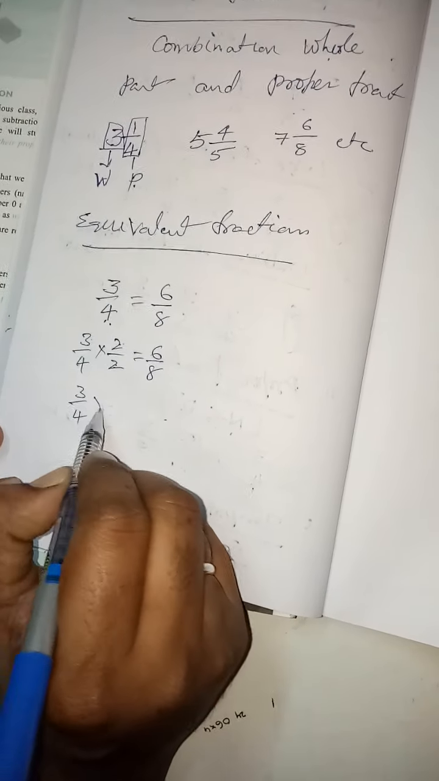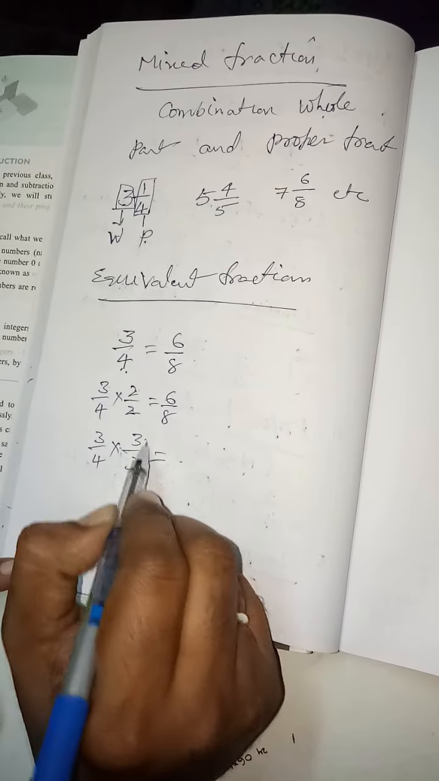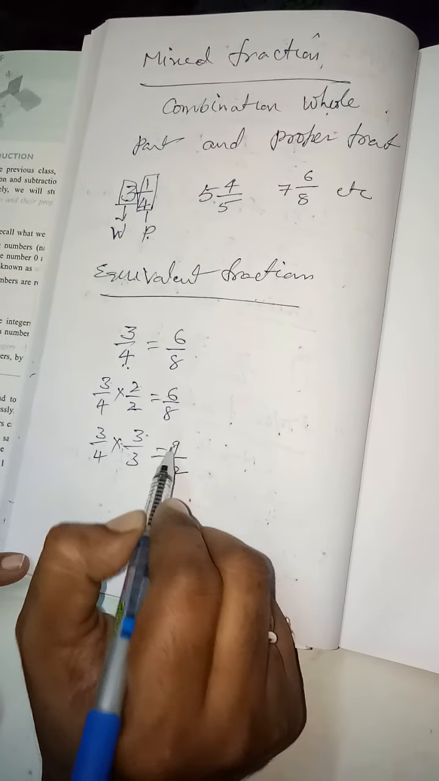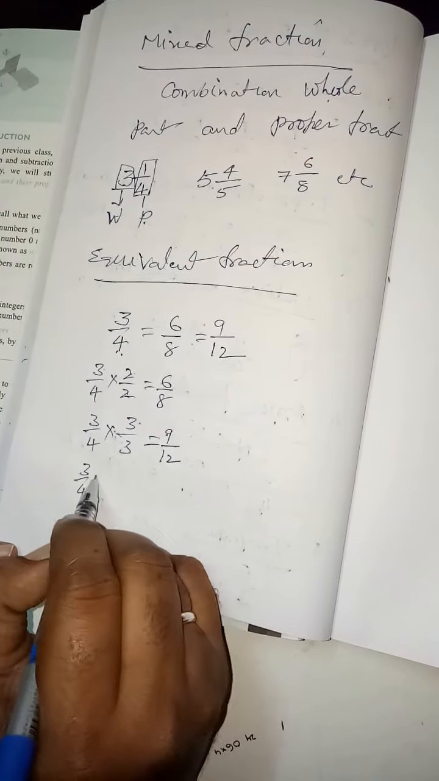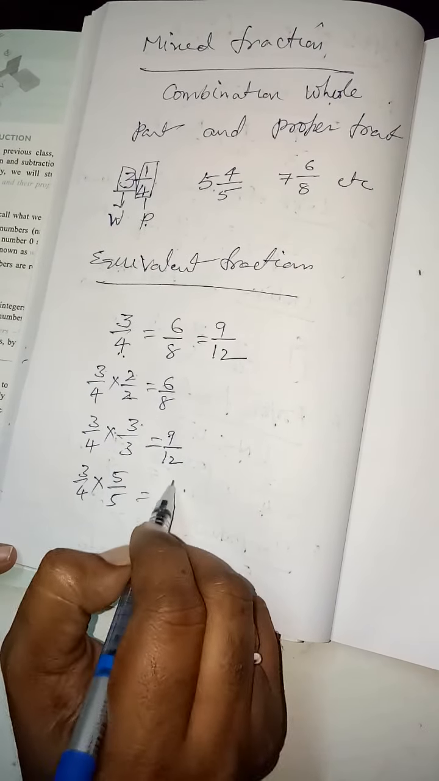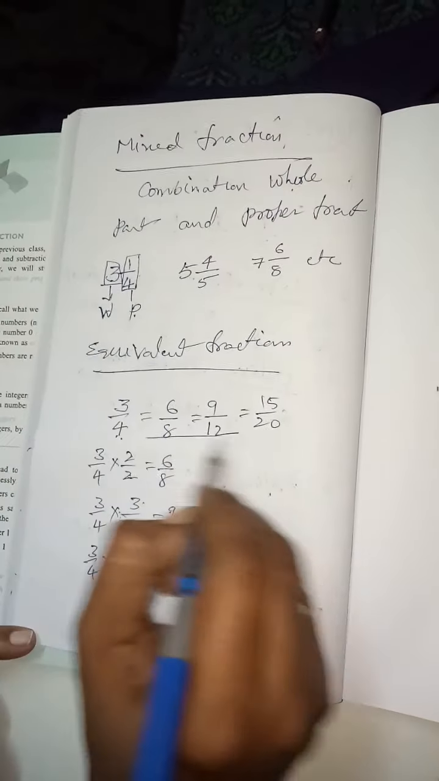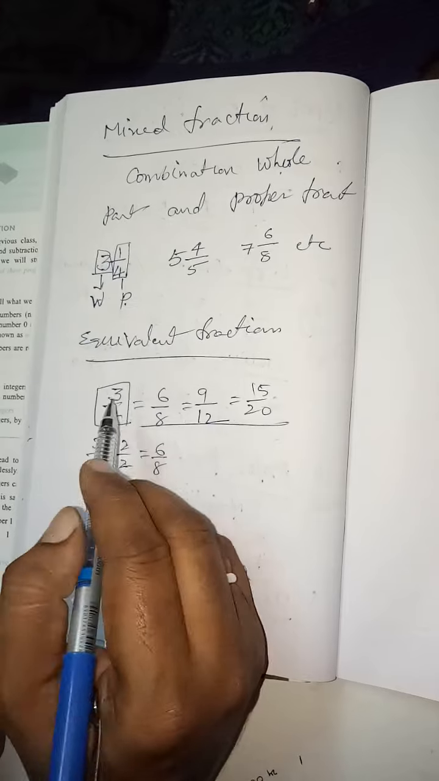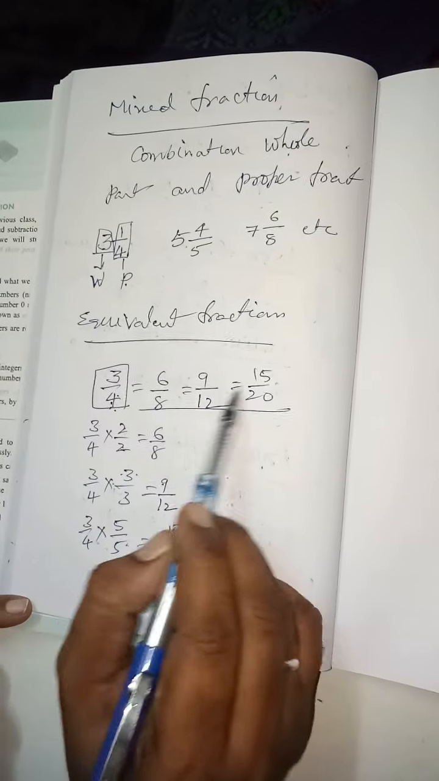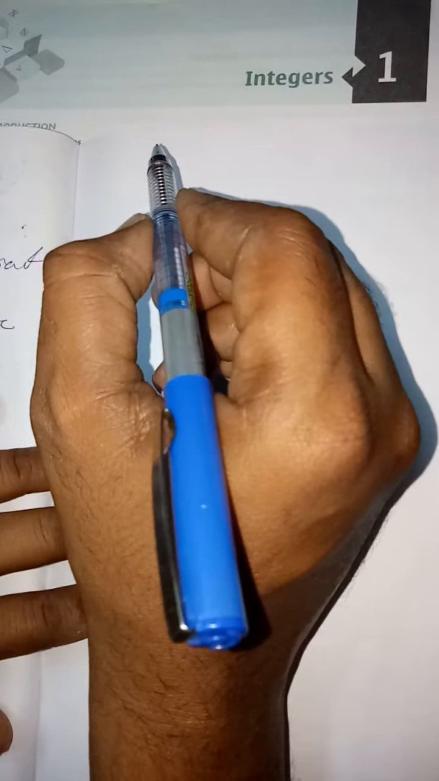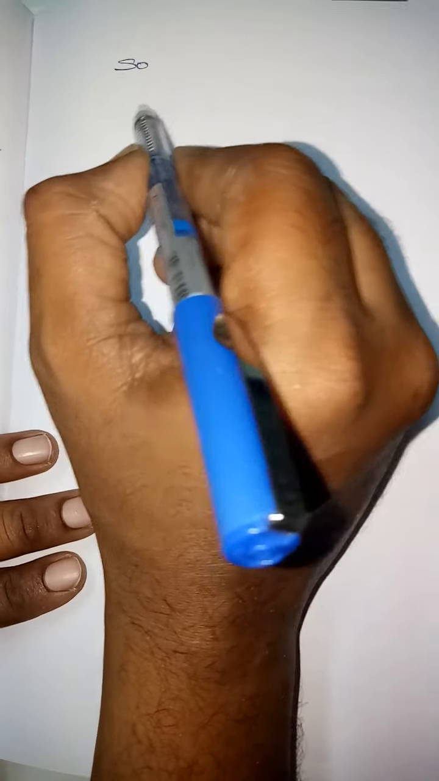I take another one, multiplying the numerator and denominator by the same number. 3 into 3 is 9, 3 into 4 is 12. So 9 by 12 is an equivalent fraction of 3 by 4. Like this we can take any number: with 5 by 5 we get 15 by 20. These are all equivalent fractions of 3 by 4. We get equivalent fractions by multiplying the numerator and denominator of the given fraction by the same number.